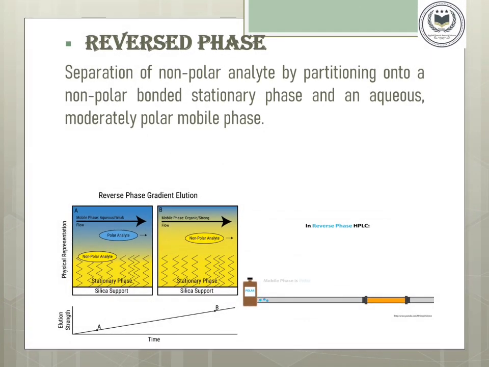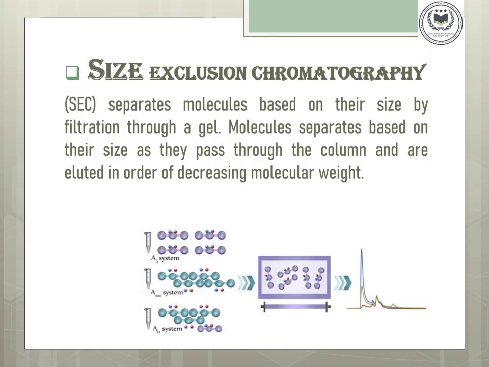Then reversed phase. This is the second type. In this, separation of non-polar analyte is done by partitioning onto a non-polar bonded stationary phase and an aqueous, moderately polar mobile phase. Then size exclusion chromatography, SEC, separates molecules based on their size by filtration through a gel. Molecules separate based on their size as they pass through the column and are eluted in order of decreasing molecular weight, meaning it depends on the molecular weight.